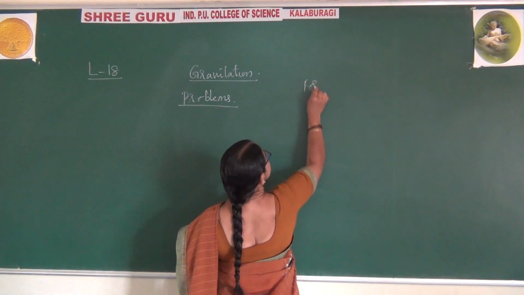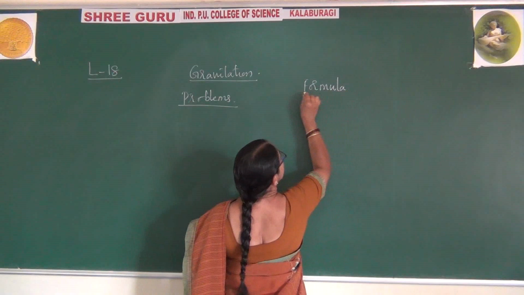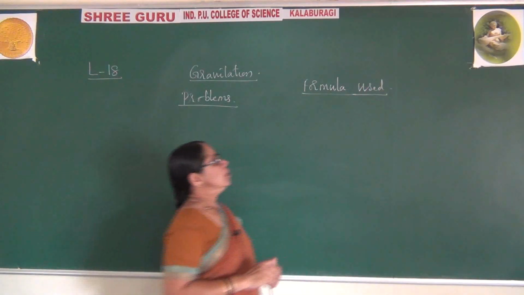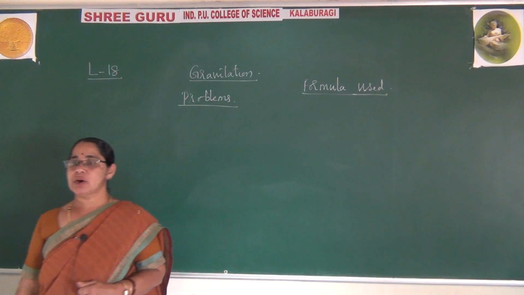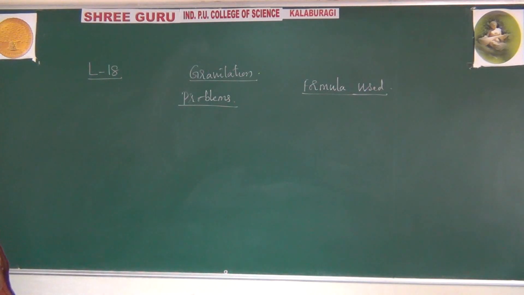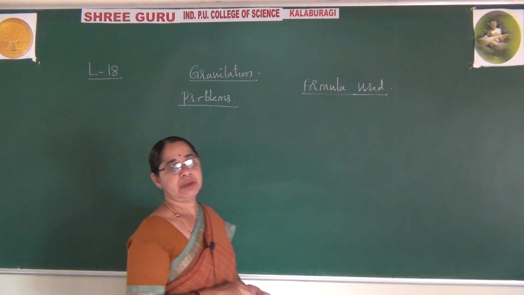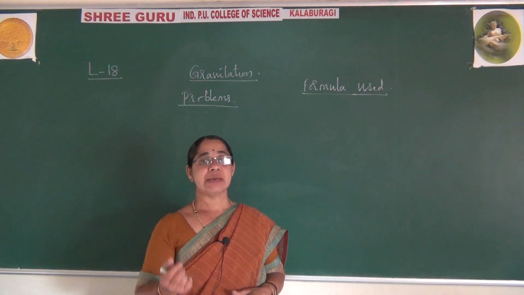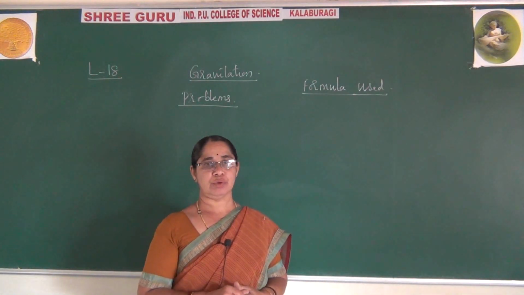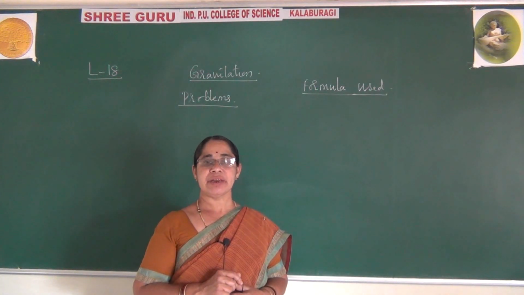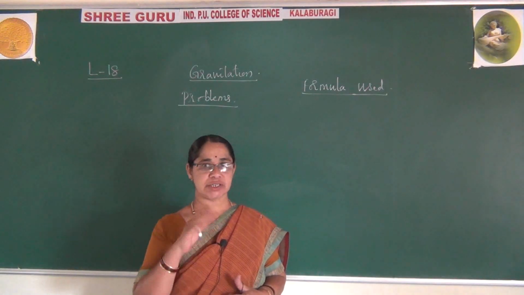Write the formulas used. In the beginning we come across Kepler's laws of planetary motions. When you come across Kepler's laws of planetary motions, we have the formula based on the third law, where the square of the time period is proportional to the cube of the semi-major axis. That formula we know. For the first law and second law, only the statements we come across, and the second law explains that angular momentum remains constant.